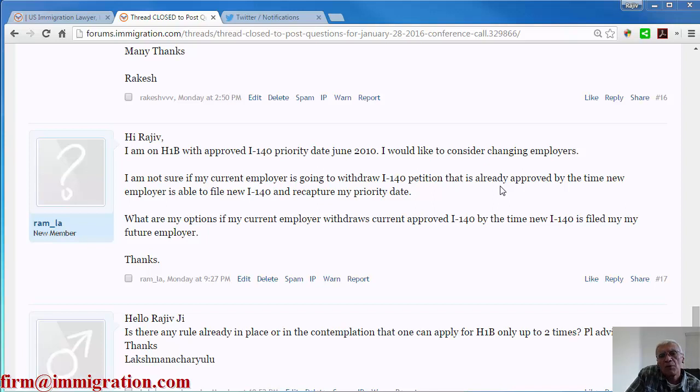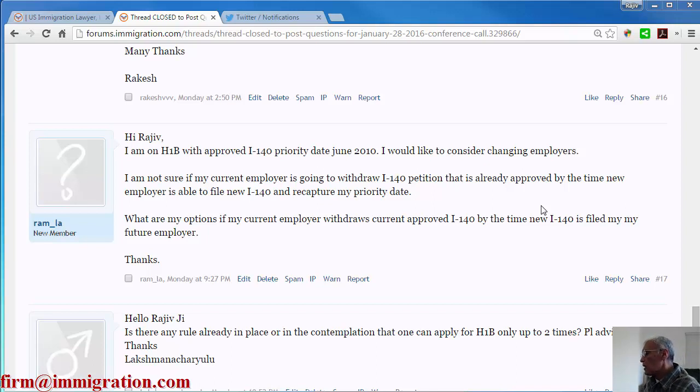Ram_law. I am on H1B with approved I-140. Priority date is June 2010. Want to change employers. Not sure if the current employer will withdraw the I-140 that's already approved. What are my options if my current employer withdraws the current approved I-140? So here is the answer to that question.